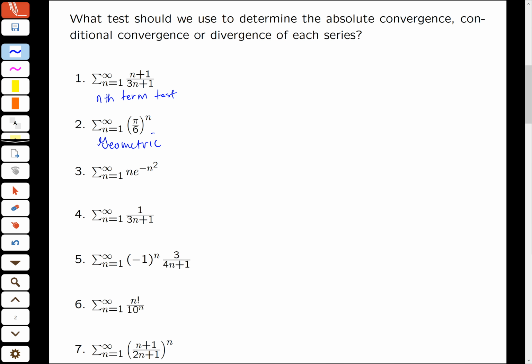The nth term test doesn't work because you have infinity times 0. Infinity times 0 is one of our undefined things, and we really don't have to go down that route. It actually does have a 0 limit if you do L'Hopital's rule enough times.